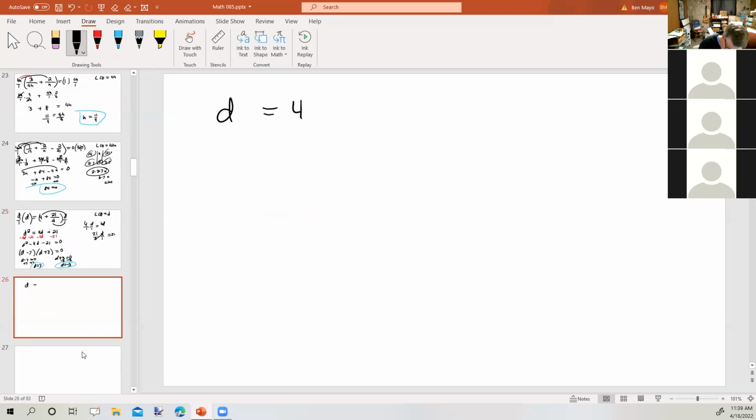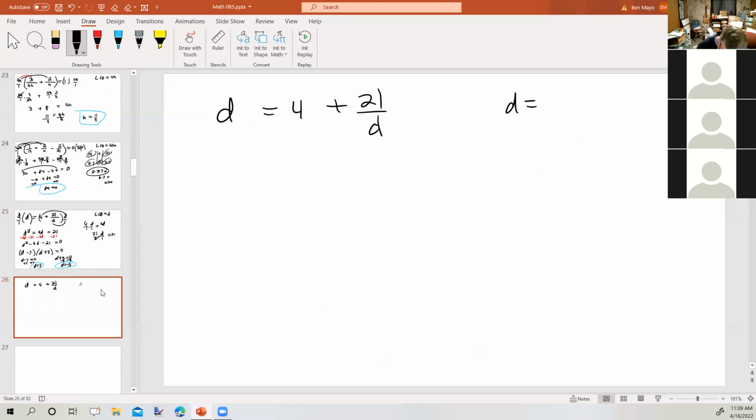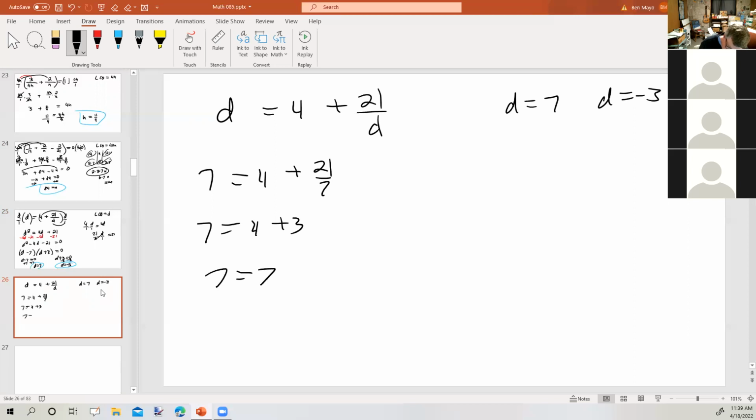d equals 4 plus 21 over d. Let's see, is that correct? Yes. And we got 7 and negative 3. So d equals 7, d equals negative 3. Let's check our work. If d is 7, we'd have 7 equals 4 plus 21 over 7. 7 equals 4 plus 3. 7 equals 7. So that one checks.